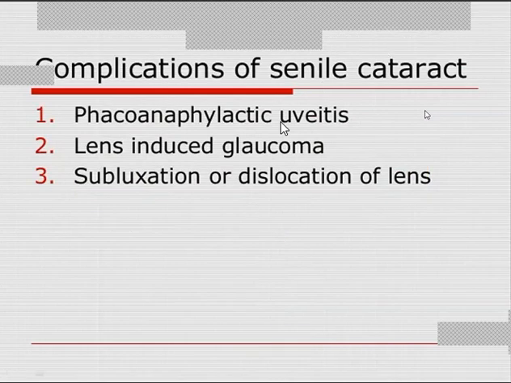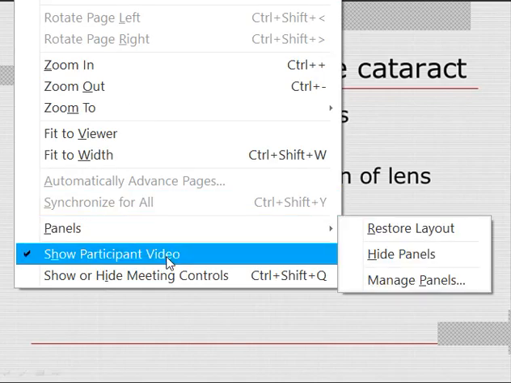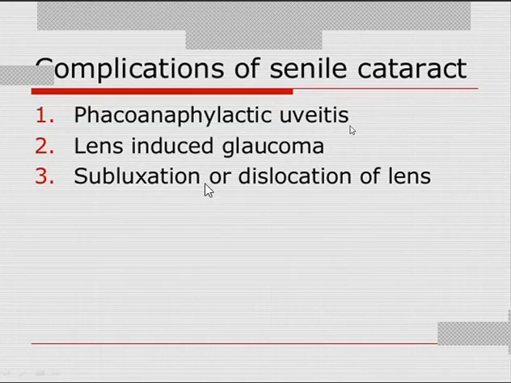And then complications. So what are the complications? Phacoanaphylactic uveitis. Even though it is a cataract, it will involve the vascular coat of the eye, that is the uvea. That leads to uveitis. Inflammation of the uvea occurs in case of the senile cataract. Why? It is due to the anaphylactic reaction.